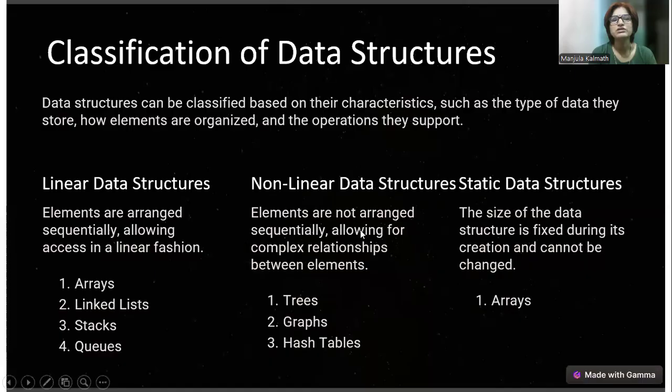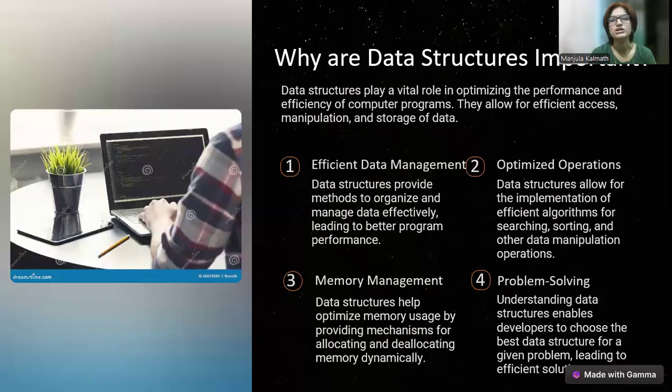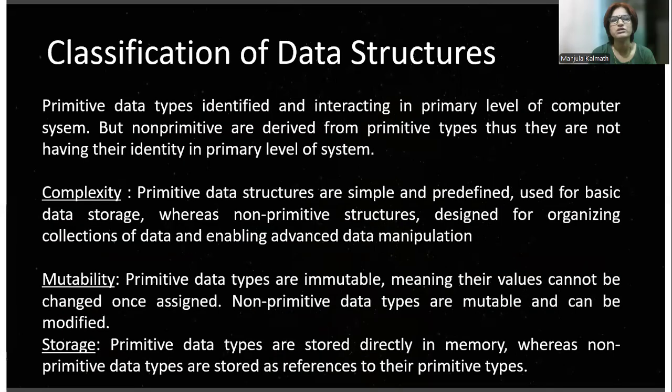And this related theoretical information is given in the slide. Primitive data types are identified and interact at the primary level of the system, but non-primitive types are derived from the primitive types. Thus, they do not have their identity at the primary level of the system. And here we have complexity.